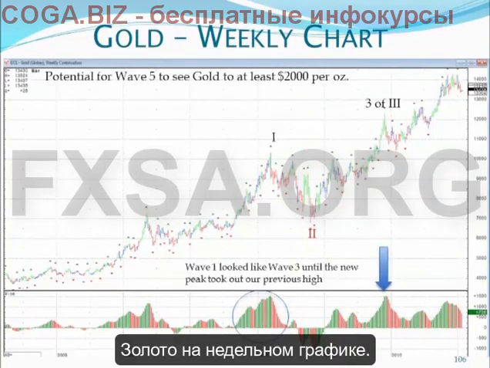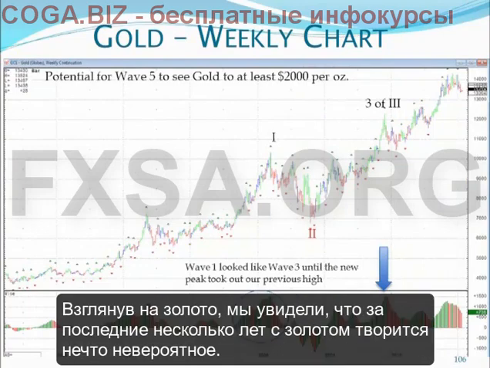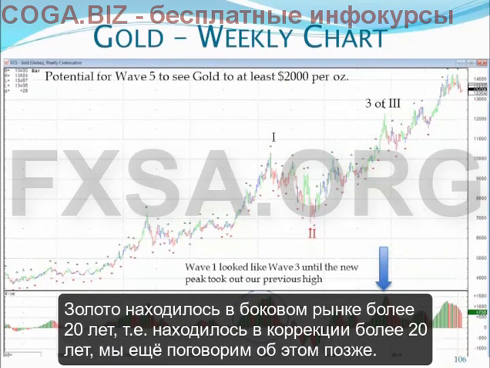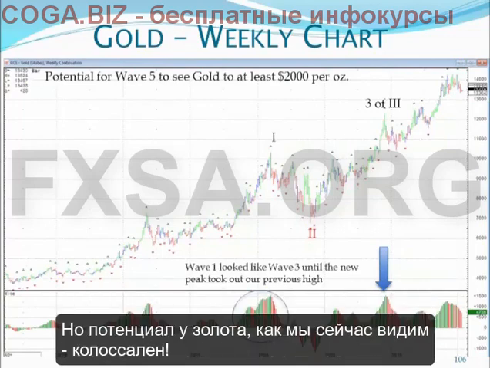Gold on a weekly chart. Taking a look at gold, we have seen some amazing things happening in gold over the last several years. Gold was in a sideways market for over 20 years, or in a correction for over 20 years, which we will talk about. But the potential for gold, what we see right now, is great.